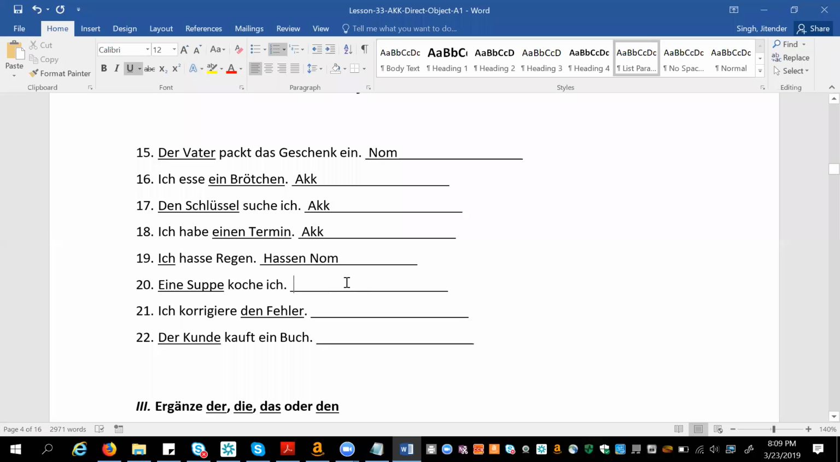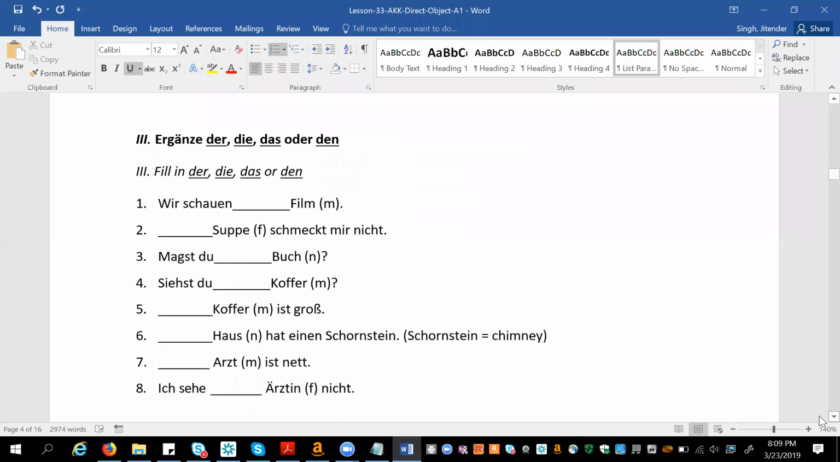Ankita, sir. Okay, sehr gut, Ankita. Eine Suppe koche ich. I'm cooking a soup. Accusative. Yeah, Mr. Colin. All right. Ich korrigiere den Fehler. I'm correcting the mistake. So, den, accusative. Fehler, accusative. Der Kunde kauft ein Buch. The customer is buying a book. Nominative. Perfect.